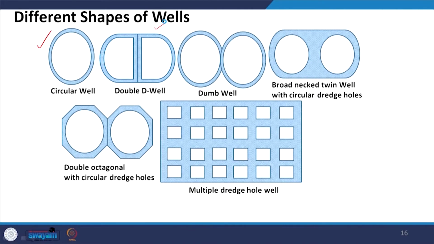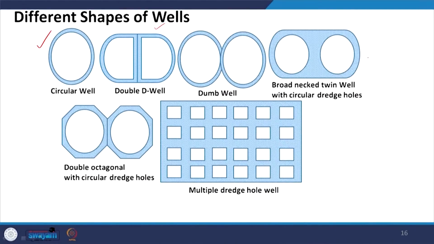So, rather than keeping 2 wells separately and not tied to each other, what happens is, if the distance between them is not very large, they may have a tendency to tilt. If one well is tilting and another well is tilting, this may be a dangerous effect. So, to avoid the tilting, either the distance between the wells should be large enough, or if they are nearby, then it is better to connect them using some neck, which is shown in the last figure, like here, broad necked twin well with circular dredge holes.